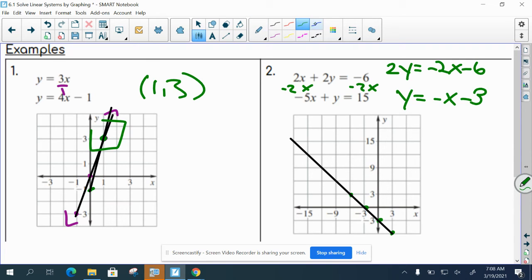And then for the other one, I would add the 5x over to solve for y. So we get y equals 5x plus 15. So the y-intercept is 15. And then I could go up 5 over 1, but I can't. So I'm going to go down 5 over 1. And we can go just down 1, 2, 3, 4, 5 over 1. Because technically this is down 15 over 3, which is the same as down 5 over 1.